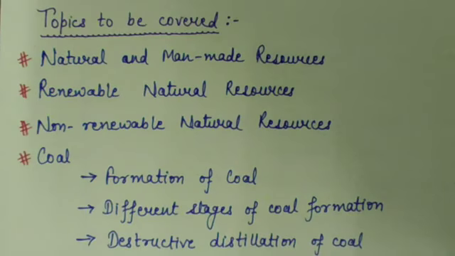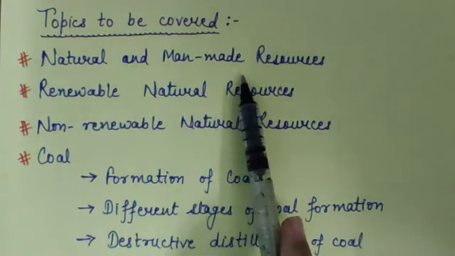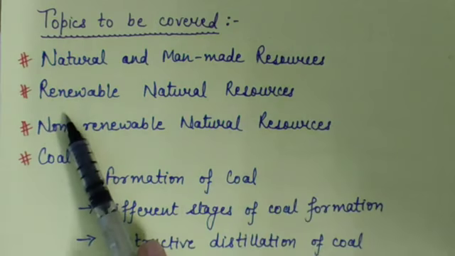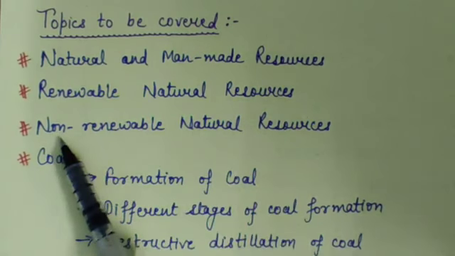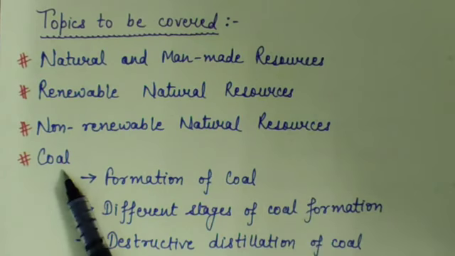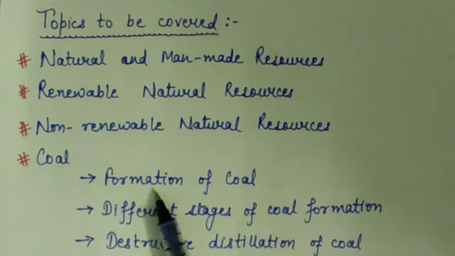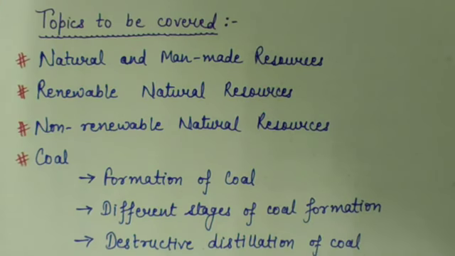Topics to be covered in this lecture are: first, natural and man-made resources. Second, renewable natural resources. Next, non-renewable natural resources. After that, coal. We will study about coal and how coal is formed, means formation of coal, different stages of coal formation, and last is destructive distillation of coal. So we will cover these topics in this lecture.